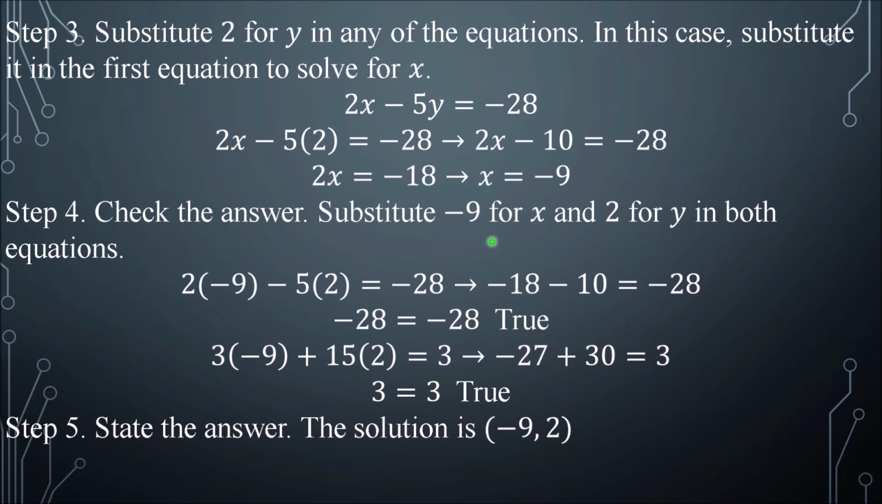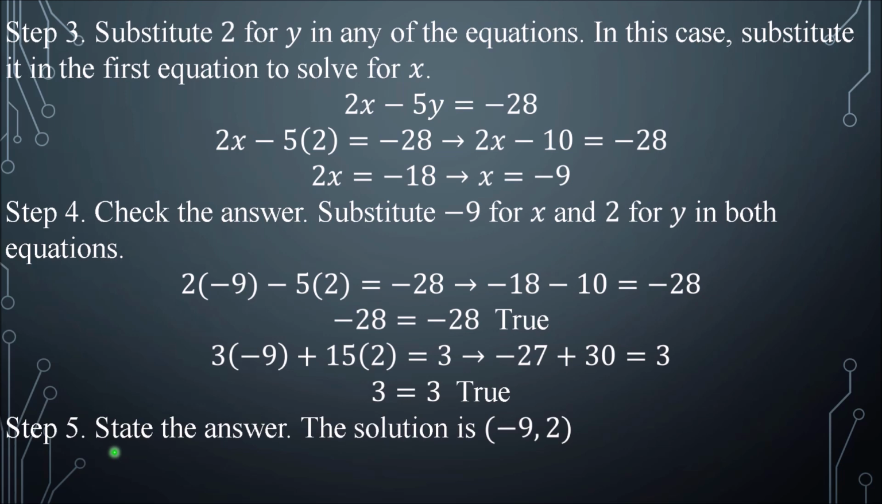We substitute negative 9 for x and 2 for y in both equations. So the first equation, 2 times negative 9 minus 5 times 2 equals negative 28. Simplifying all that, we have negative 28 equals negative 28, which is true. Next, 3 times negative 9 plus 15 times 2 equals 3. This is the second equation. Simplifying all that, we have 3 equals 3, which is also true. Meaning to say this solution satisfies both equations.